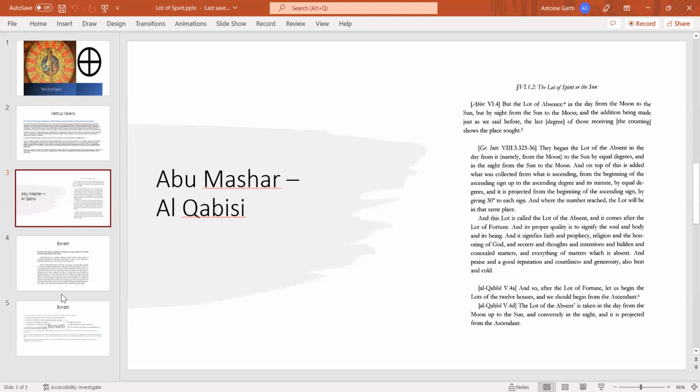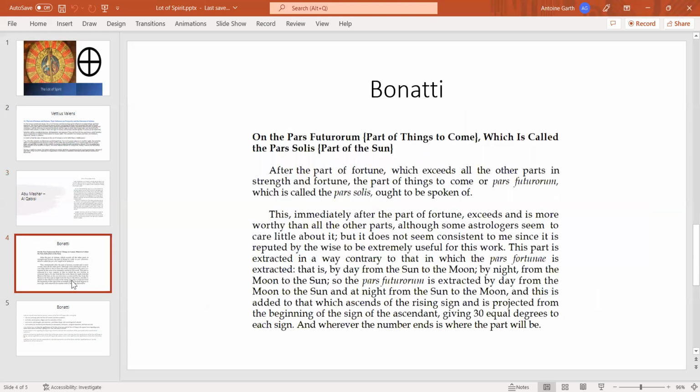All right. So now, speaking of the devil, we come to Bonatti. The reason I put this part in is that it comes after the part of fortune, which exceeds all the other parts in strength and fortune, right? And we just showed that on the chart. Next is the part of things to come. Now he's talking about things to come, or the future. Only a very rare person can see the future. Once again, we're dealing with the issue of the hidden, right?